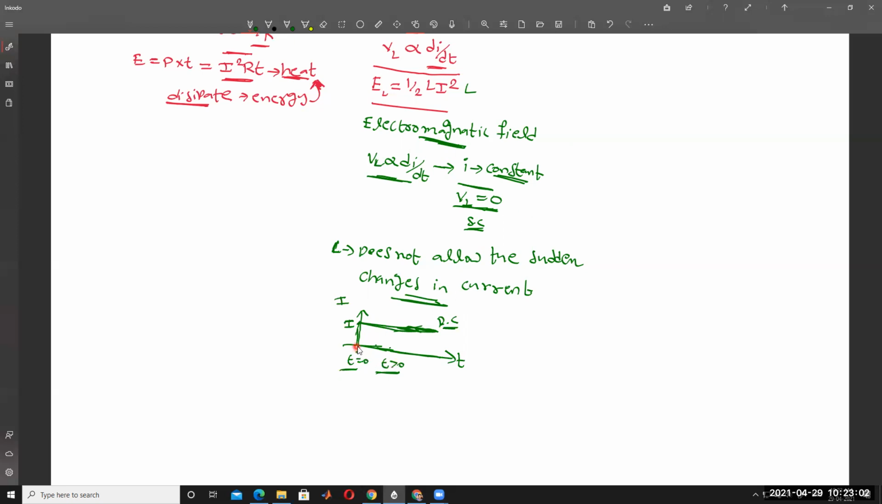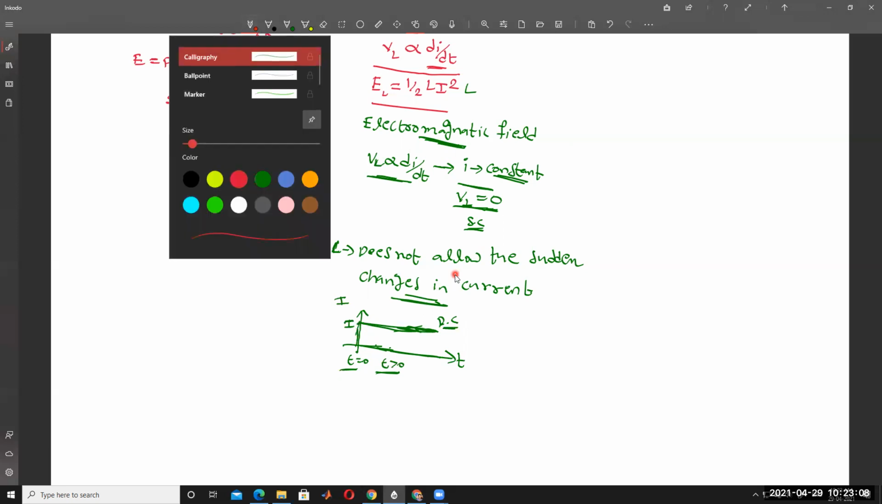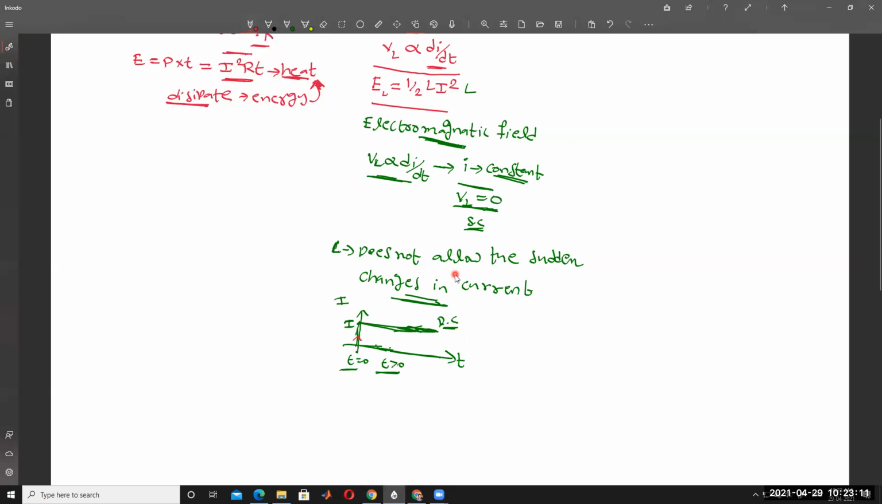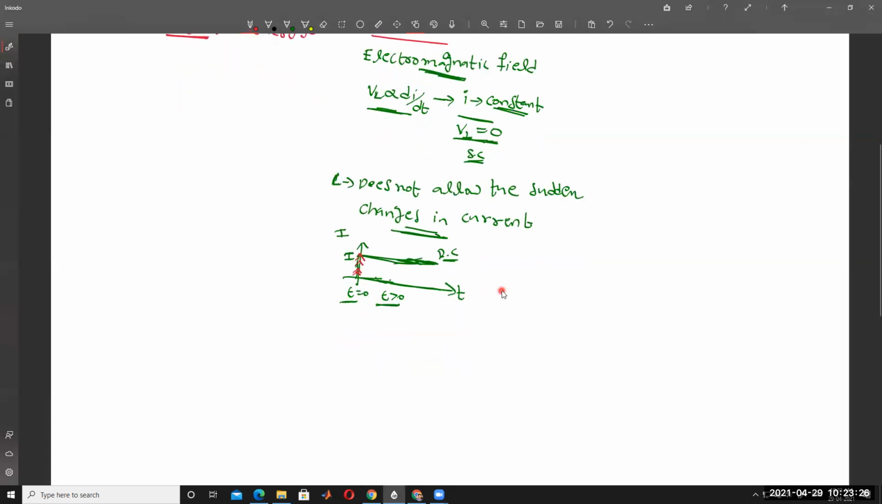At t is equal to 0, the current increases suddenly, like this. Within microseconds or milliseconds, the current reaches the maximum value. So during this duration at t is equal to 0, the inductor does not allow the sudden change in current. That's why it acts as an open circuit.